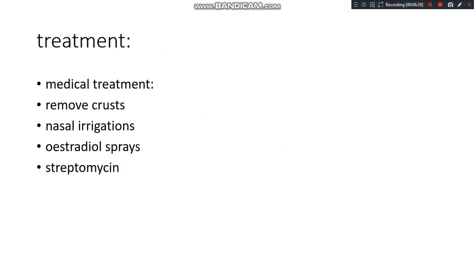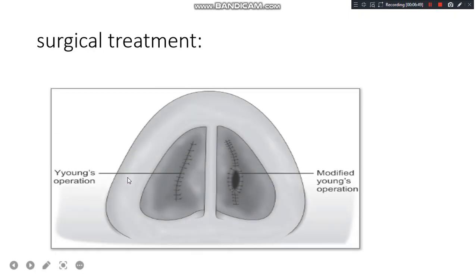Okay. So treatment includes the medical as well as surgical. So medical treatment includes removal of the crust, treating the patients with nasal irrigations and estradiol sprays, and prescribing the patient systemic streptomycin. And the surgical treatment includes the closure of the nostril. Now we have here two surgeries, Young's operation and modified Young's operation.